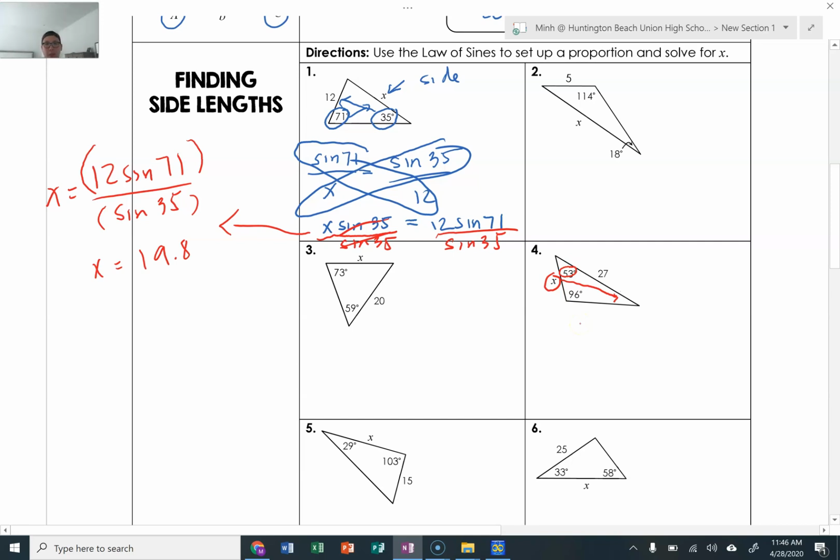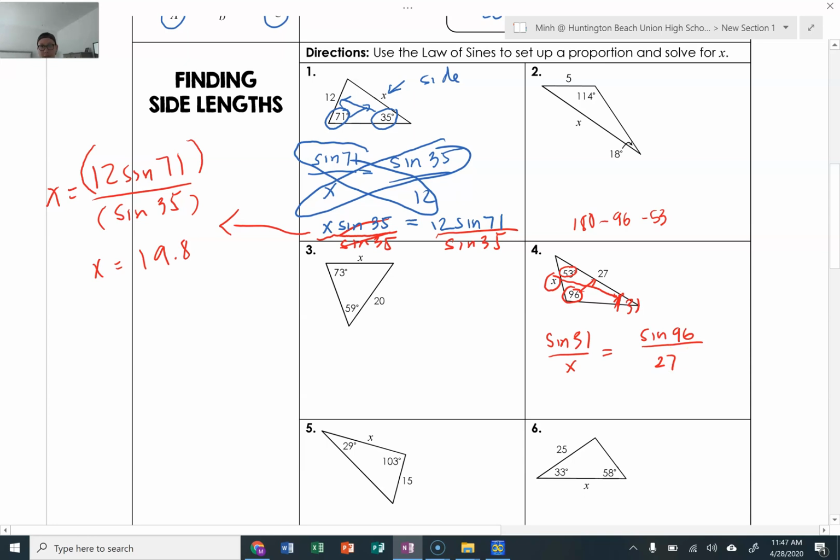We need to use the triangle sum theorem to find this angle right up here. So we need to first go 180 minus 96 minus 53. And when you do that, you should get 31. So the 53 was vital in terms of finding the missing angle. But we don't need it anymore to set up law of sine. So sine of 31, since that's across from the x, it'll be sine 31 over x. And then this angle is across from 27, so it'll be sine 96 over 27.